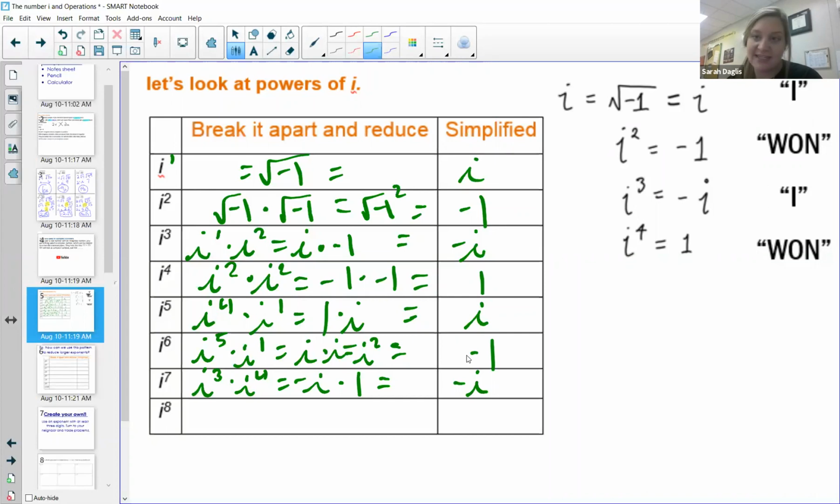All right, and then we have i to the 8th. Break that apart. I'm going to use 4 and 4 for this one. So i to the 4th times i to the 4th. We know that is going to be 1 times 1, which simplifies to just 1. So this cycle of 4 keeps repeating itself over and over again. Okay, why do I need to know that? Well, because if I ask you to simplify something that's large, that number 4 is going to come in handy.